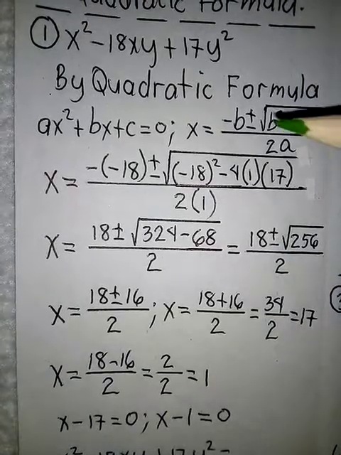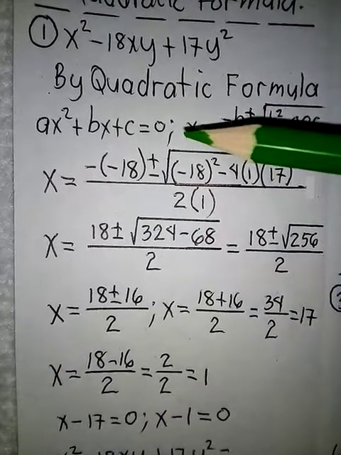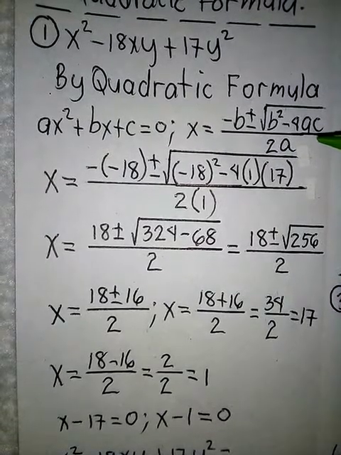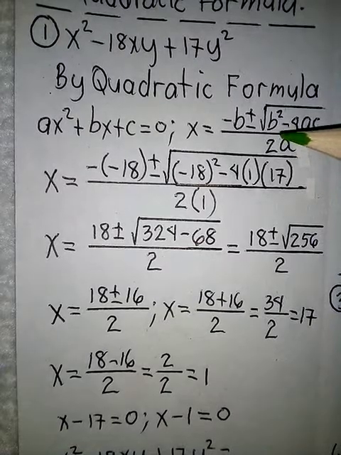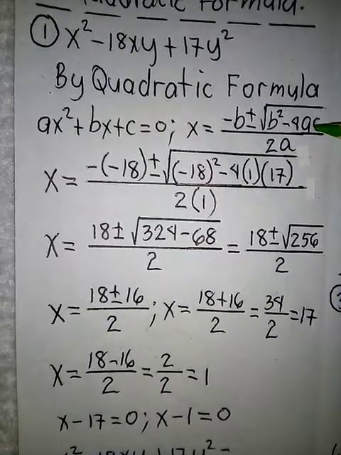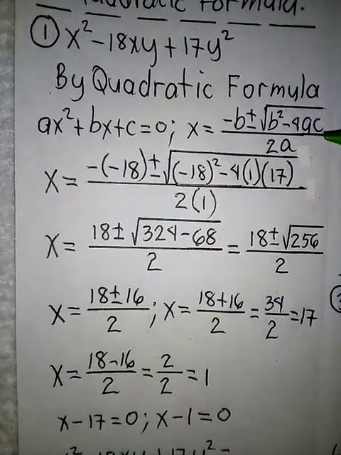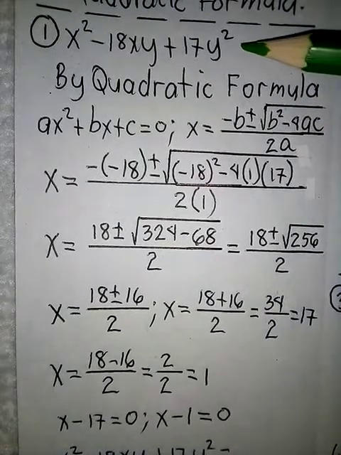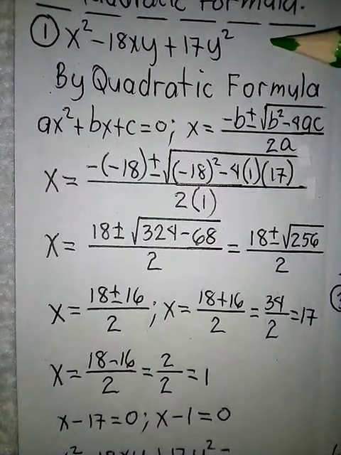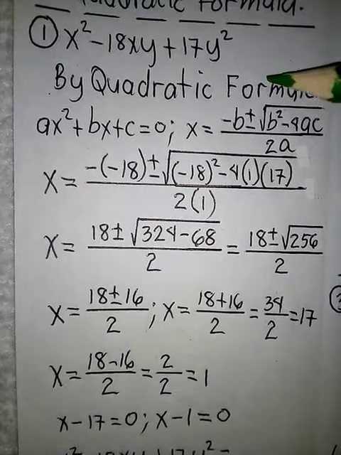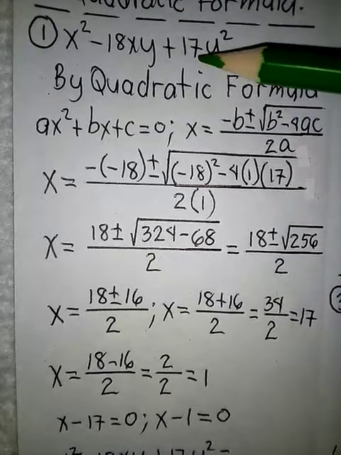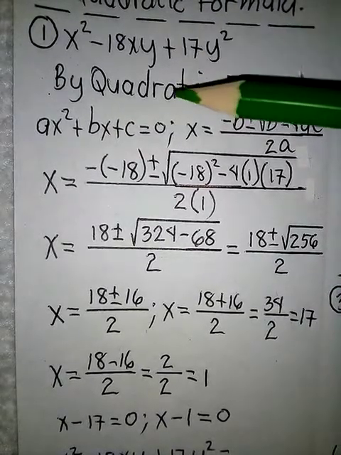Our general quadratic equation is ax squared plus bx plus c, and our quadratic formula is x equals negative b plus or minus the square root of b squared minus 4ac, all over 2a. For convenience, we will assume that y squared is equal to 1 squared, or y is equal to 1. So, we will now substitute all the coefficients of the variables.